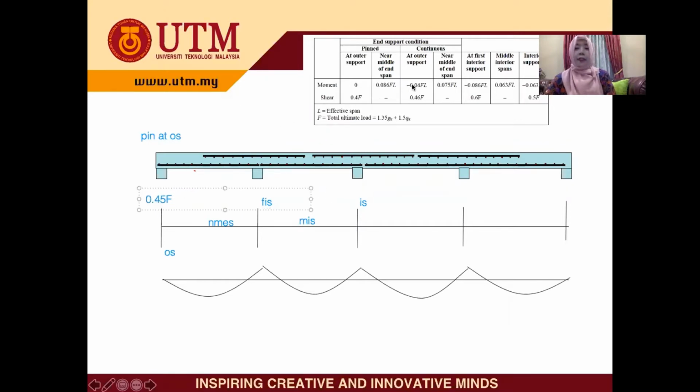At the outer support, it is continuous. At the first interior support, it becomes 0.6F. Then at the interior support, 0.5F.